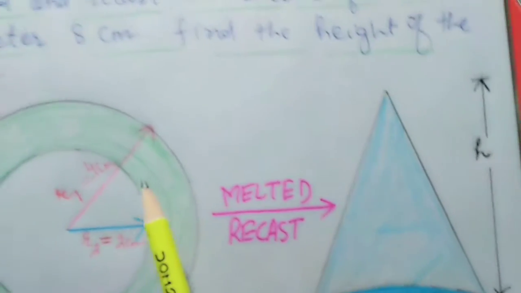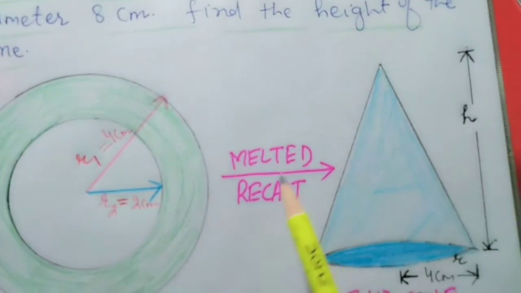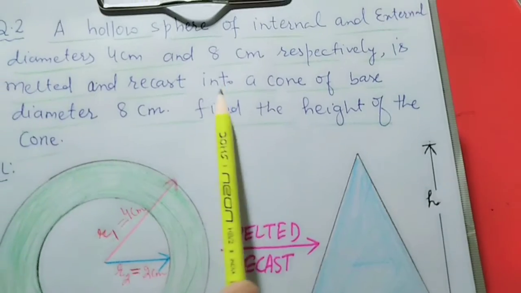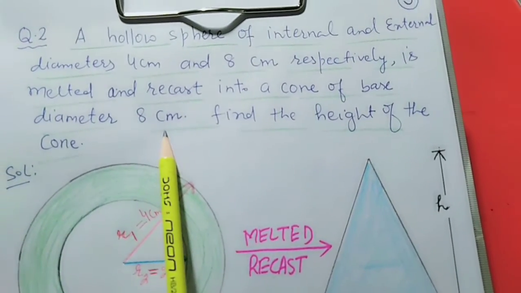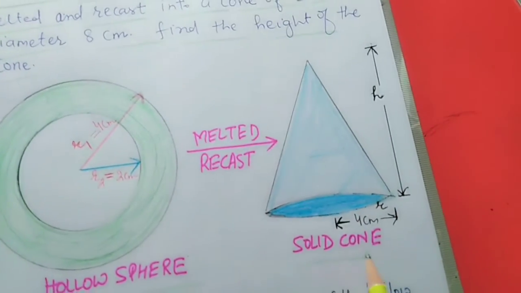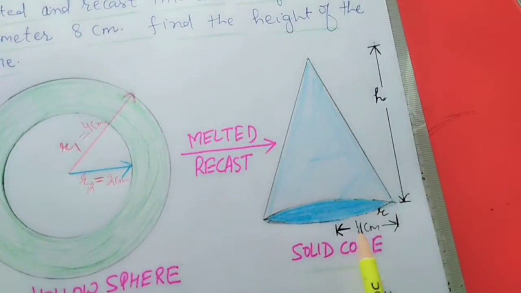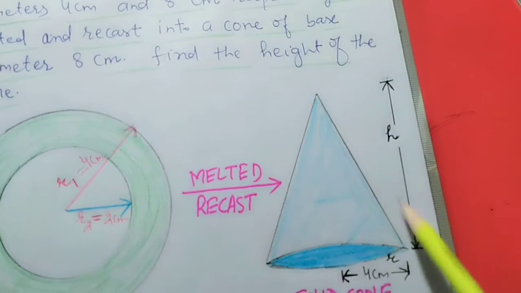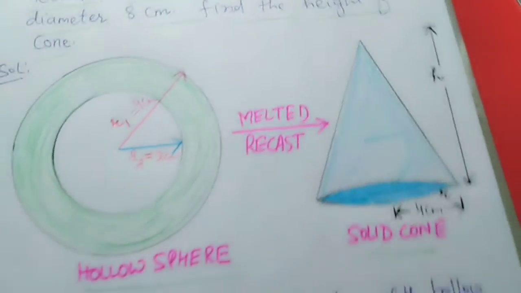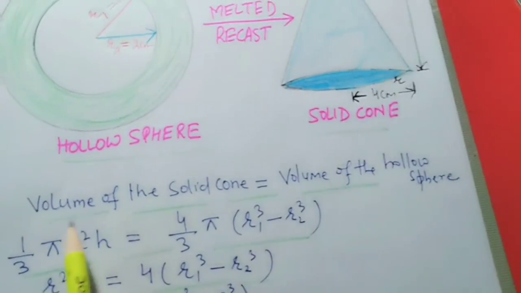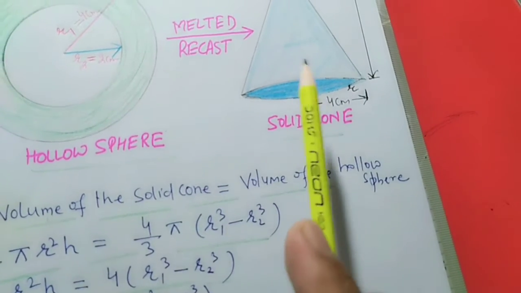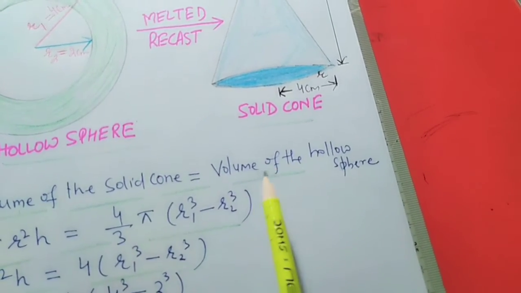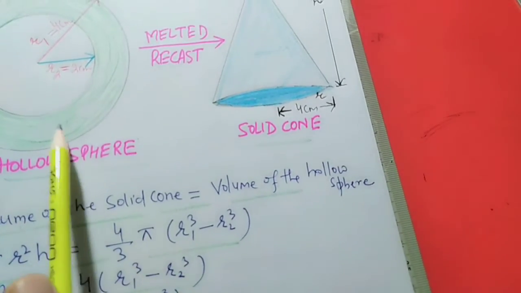Now this hollow hemisphere is melted and recast into a cone of base diameter 8 centimeter. So its base diameter is 8 centimeter. So what would be the radius? 4. So find the height of the cone. So we have to find the height of the cone. The same theme we will apply, that is, the volume of the solid cone will be equal to the volume of the hollow sphere, that is this volume.